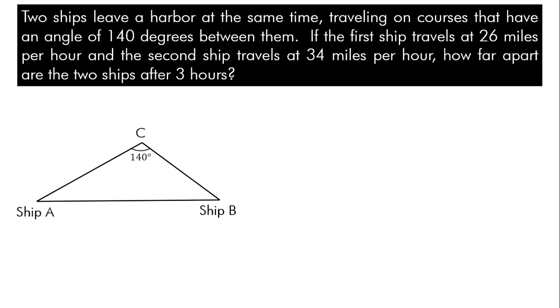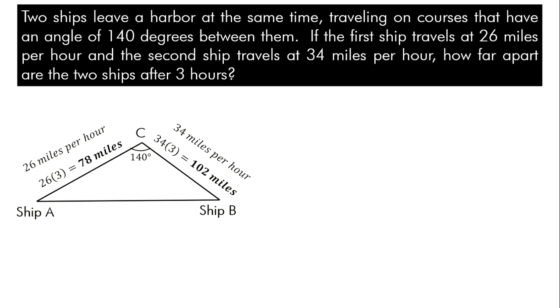Given the fact that ship A travels 26 miles per hour, after 3 hours we multiply that by 3. The result is 78 miles. Next, ship B travels 34 miles per hour. If we multiply it by 3, the result is 102 miles. Given that we have a side, angle and side, then we can use the law of cosines.